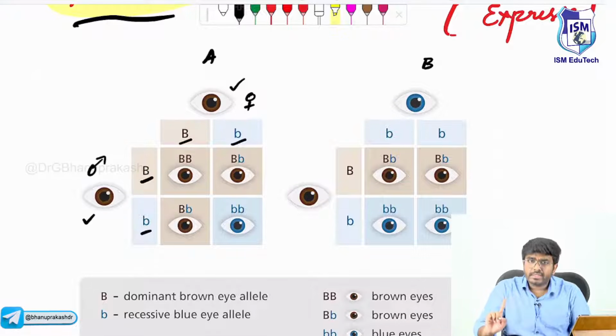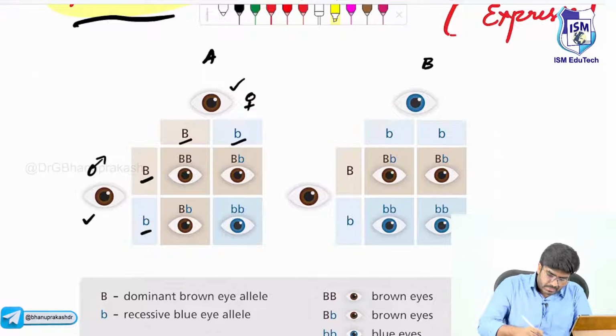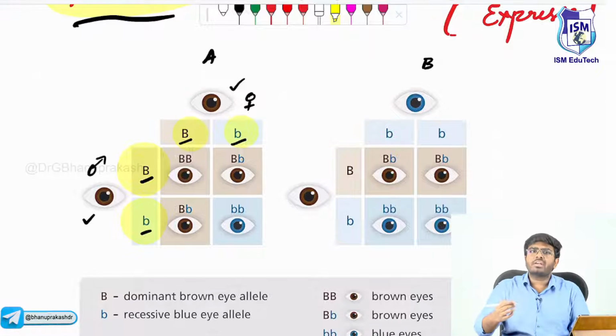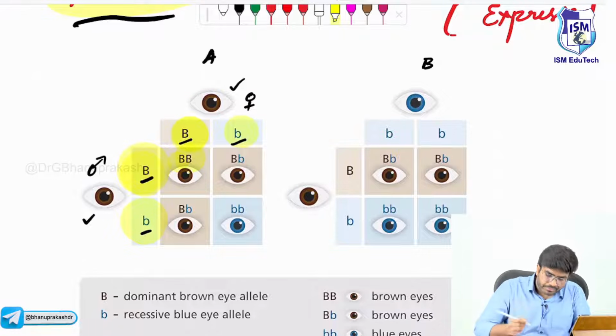Now tell me, are the father and mother both homozygous or heterozygous? Both are heterozygous. See, both father and mother are heterozygous in their genes. Now, whenever they have some children, how can the combinations be possible? One capital B, one small b. Now, one small b, one capital B.